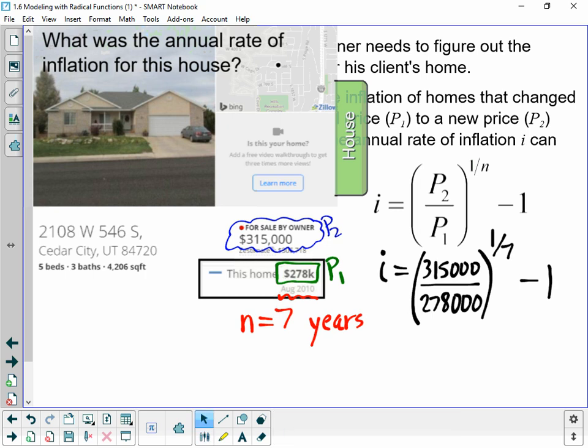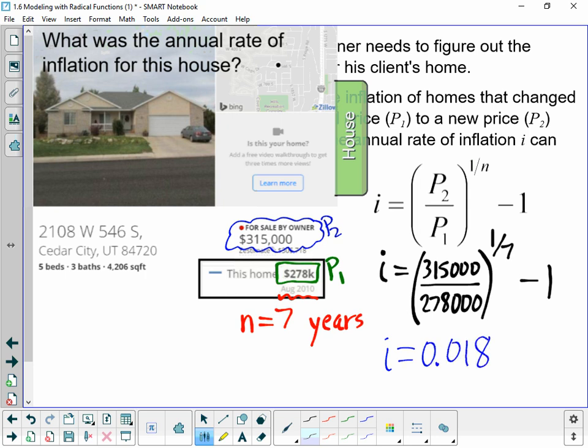Now your calculator can handle that 1/7 power just fine. It's a root, it's a 7th root, but you can put it in as a power like that and it'll be fine. So if you calculate that, you should find that you get an answer of I equals 0.018. Now inflation is typically reported as a percentage.